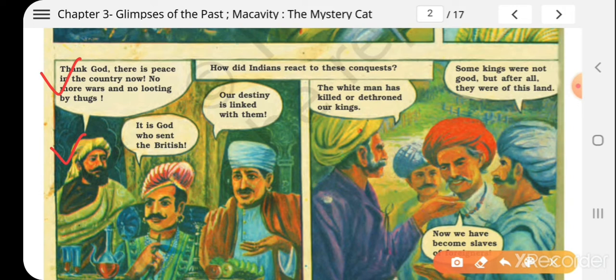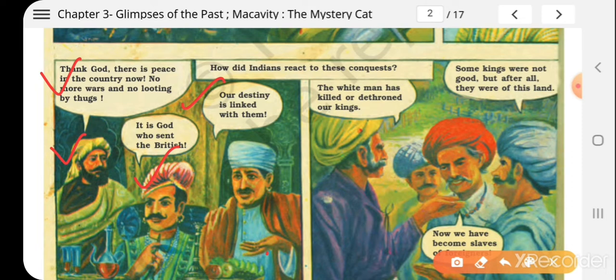So the people were enjoying it. They were thanking God that there is peace in the country and there are no more wars. Second one is saying, it is God who sent the British. Just see, can you imagine, students, how foolish the people were here in India at that time. And third one is saying, our destiny is linked with them. Wow, very good. These people don't know the future at all.